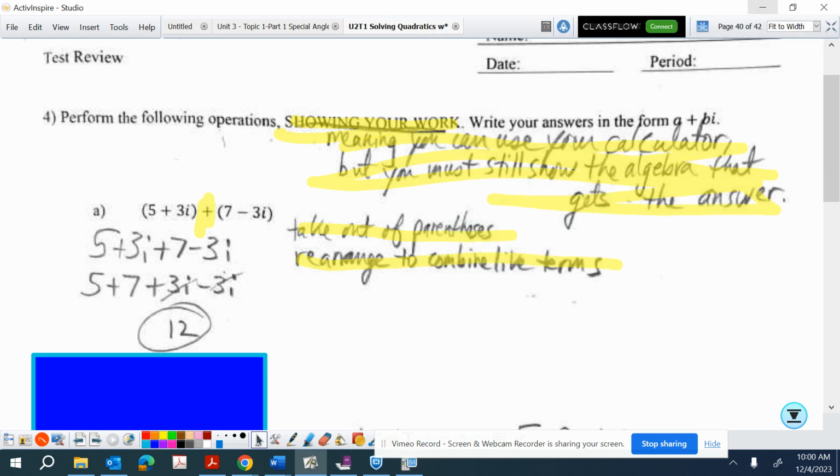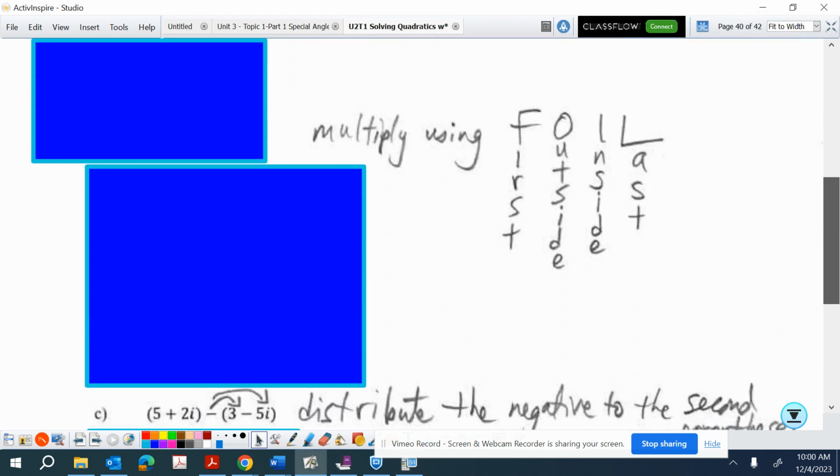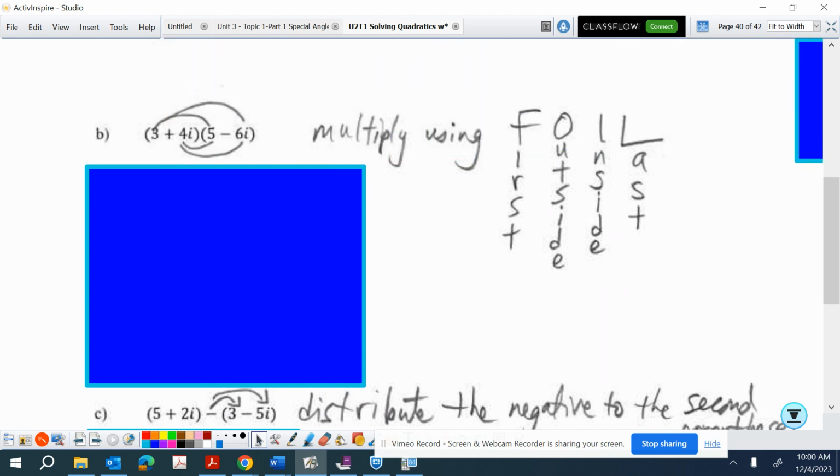So I'm now going to do the next problem. When I look at it, I believe that it is multiplication, and it is. How do I know? Because there's no plus sign between the parentheses. It's parentheses times parentheses. When you have that, that's going to be FOIL. You're going to multiply the firsts, 3 times 5, that's the F. You're going to multiply 3 times -6i, those are the outside terms. You're going to multiply 4i times 5, those are the inside terms. And lastly, 4i times -6i, those are the last terms.